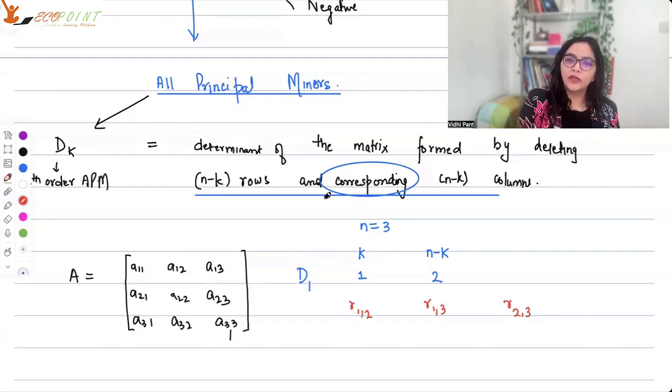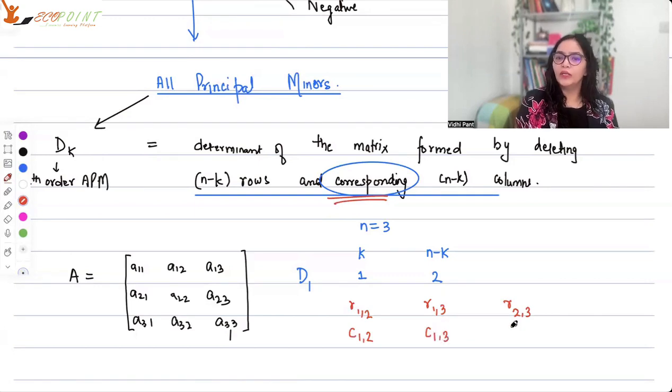Now the word corresponding stands for that when you are deleting row 1, 2, you have to delete column 1, 2. When you are deleting row 1, 3, you are deleting column 1, 3. And when you are deleting row 2, 3, you are deleting column 2, 3. And if you are doing that, what's happening? Just think, if you delete row 1, 2 and column 1, 2, what will be left? You'll just be left with A33.